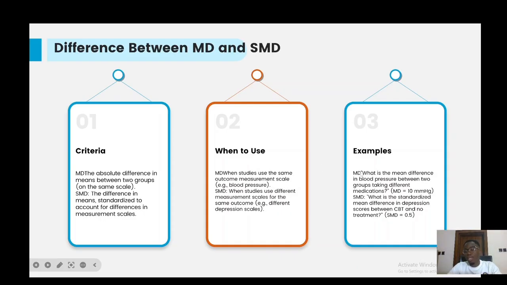So this is an example of a research question. What's the mean difference in blood pressure between two groups taking different medications? Whereas, what is the standardized mean difference in depression scores between CBT and treatment? In depression scores for CBT, there are many scales, like the Beck scale and other scales that are used in measuring it. So that is where you need to use the standardized mean difference.